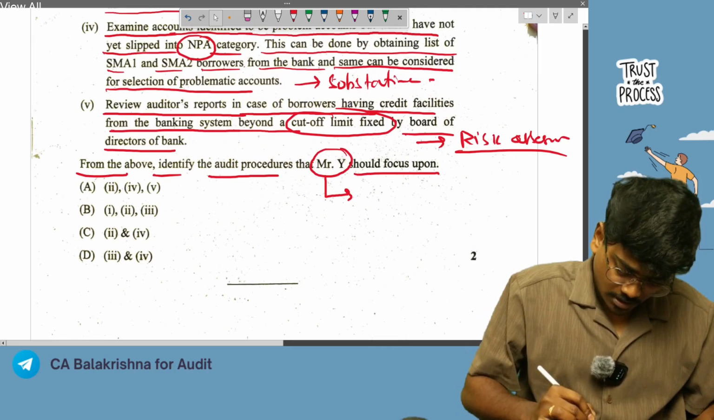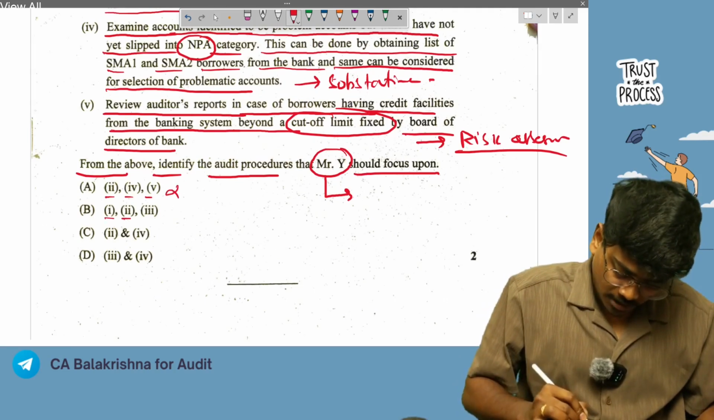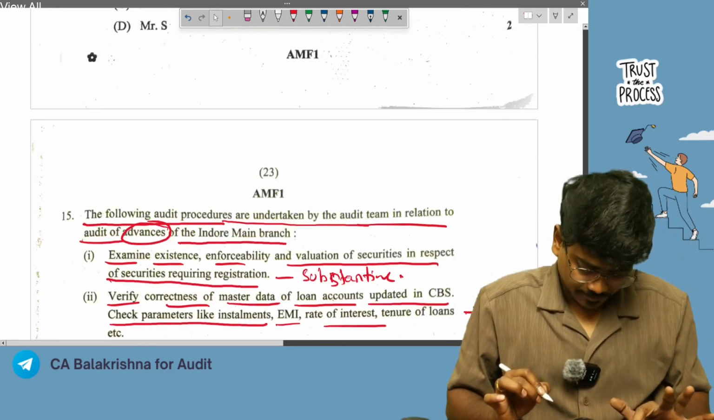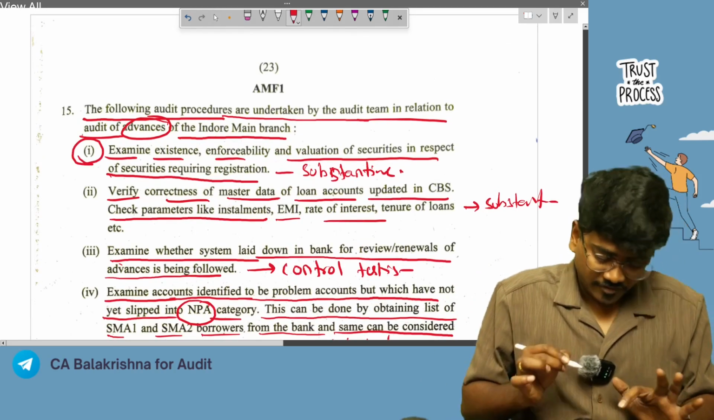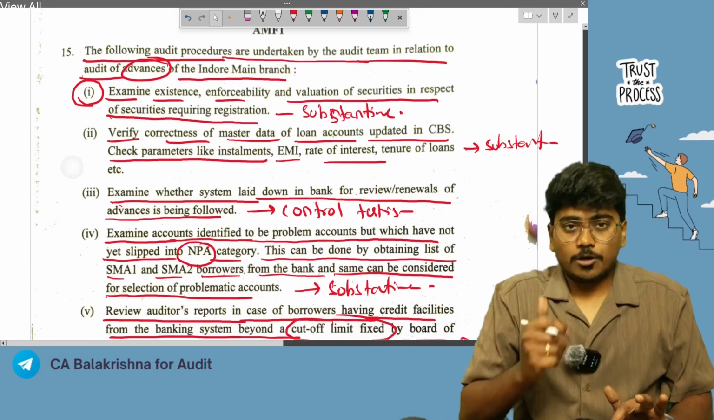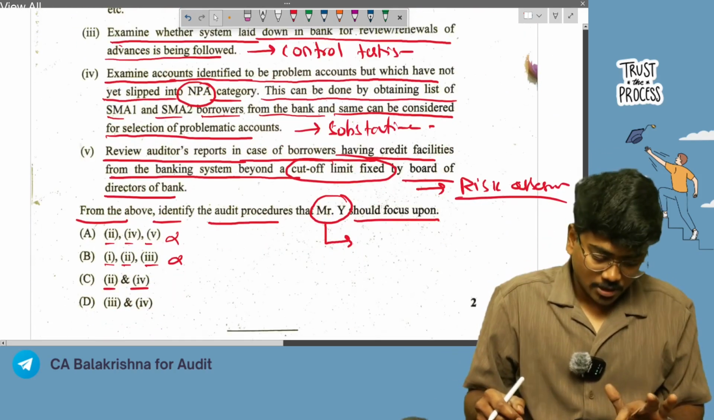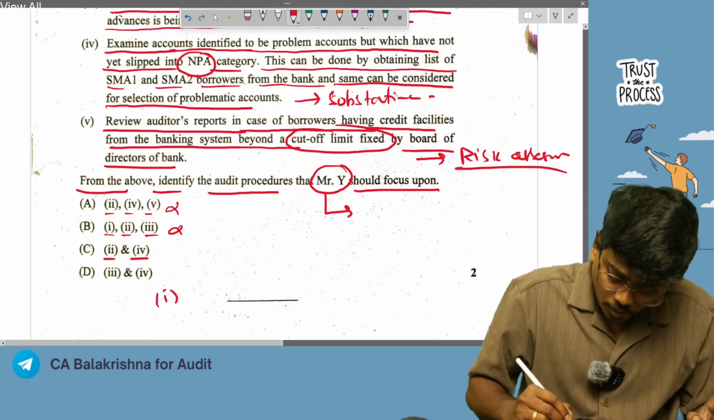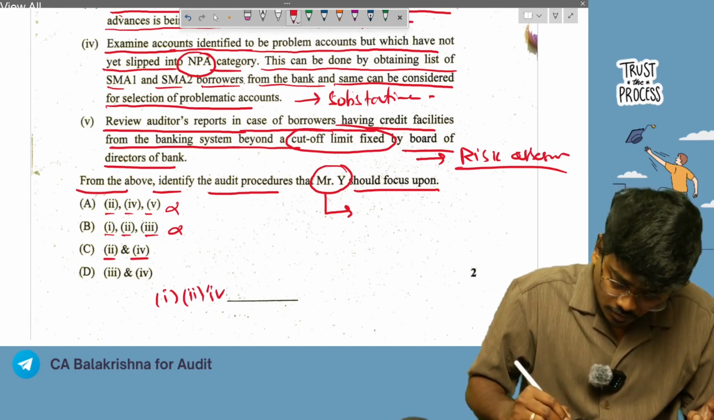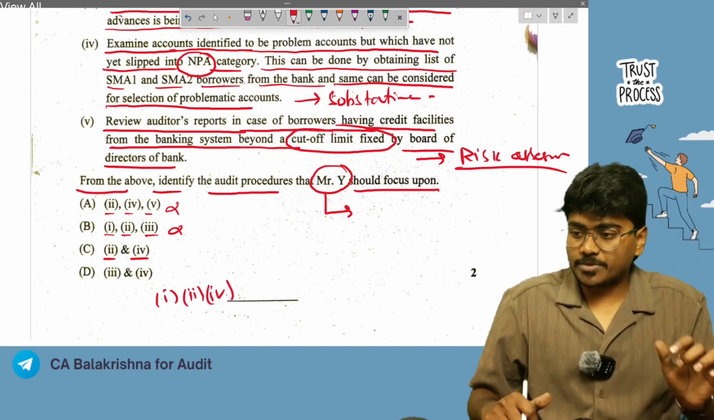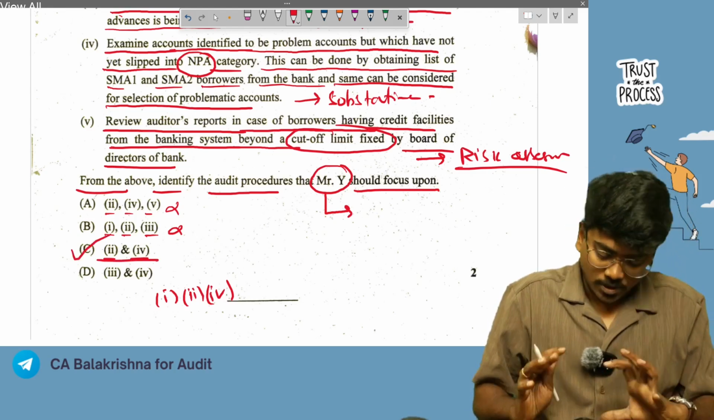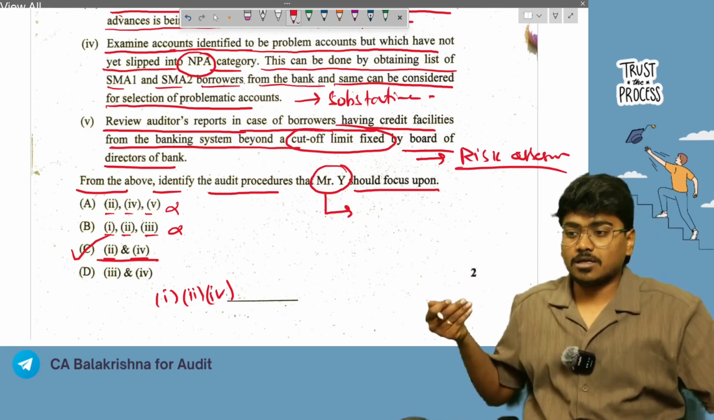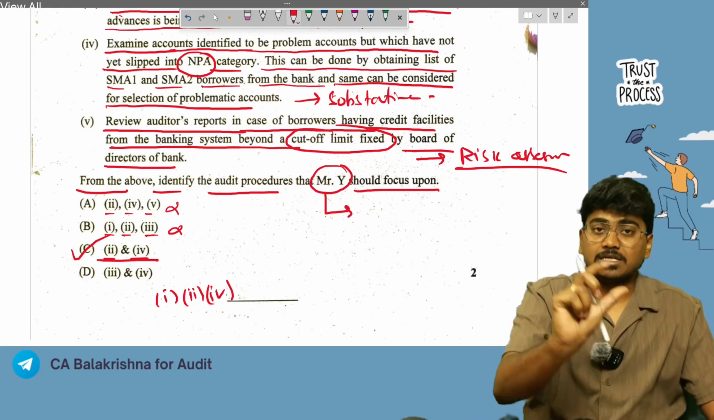In the option A, choose 2, 4, 5 wrong, 1, 2, 3 wrong, 2, 4. Yes, 2, 4 are the correct. However, they have not given the first option in the options, but even the first option is also substantive procedure only. Okay, so if in case you find any option saying 1, 2, 4, then that would be the correct option. So from the given options, the best option would be option C. 2 and 4 are the substantive procedures. Even 1 is also a substantive procedure, but since 1 is not given along with 2 and 4 in the given options, we have selected option C.